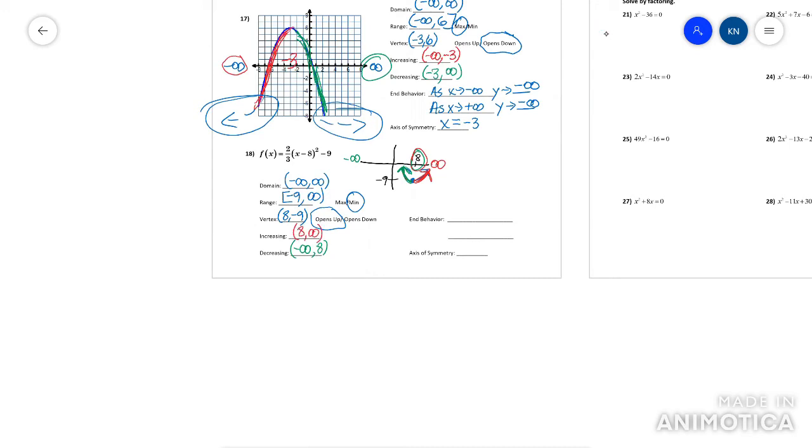The end behavior, you write it like this, as x arrow negative infinity, y arrow blank, as x arrow positive infinity, y arrow blank. So this just means if I go left, what's my arrow do? I'm going up. So my answer here would be positive infinity. Then the next one means if I go right, what's my arrow doing? Well, it's going up as well. So that would be positive infinity as well. The axis of symmetry is just x equals, and then the x value of your vertex, which is 8, like that.